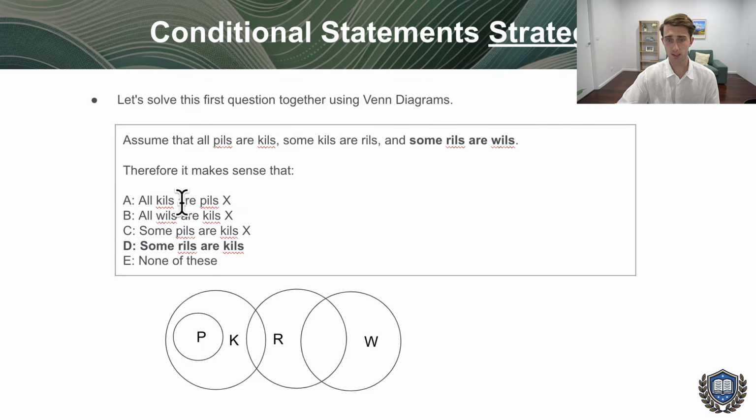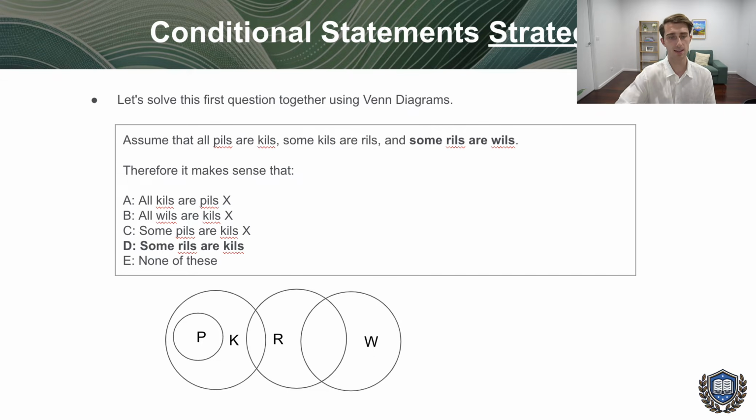So are all kills pills? Sorry, all kills are not pills. All pills are kills. So that one's wrong. B, all wills are kills. All wills are not kills. C, are some pills kills? No. All pills are kills, not some. And then finally, are some rills wills? Some rills are, in fact, wills. So that was a nice and easy one. So D was correct there.